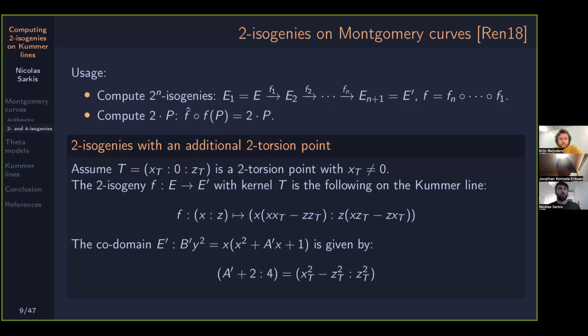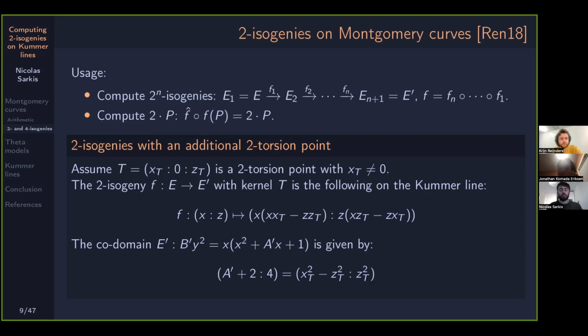So why do we want to compute 2 isogenies? Because to compute a 2^n isogeny, you can just chain n 2-isogenies. So the starting point is how to compute a 2 isogeny. Or you can also recover doubling formulas with 2 isogenies, because if you have an isogeny f and you know its dual f hat, then f hat circ f of P is equal to 2 times P. So that's the two use cases of 2 isogenies.